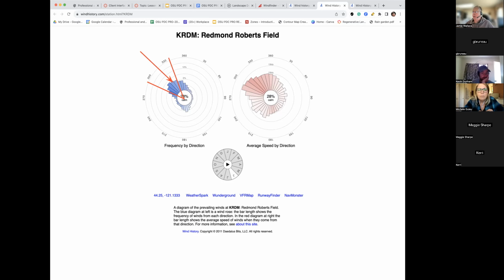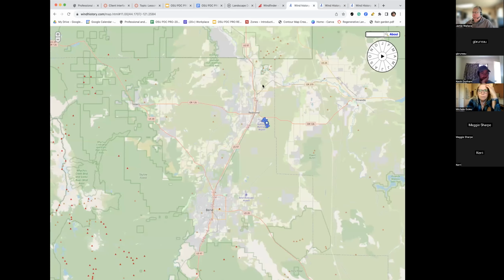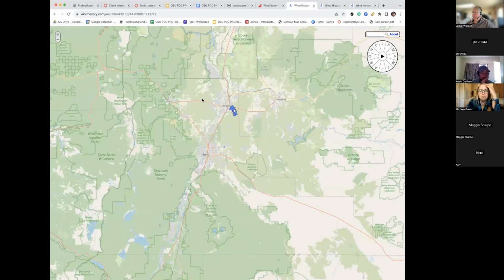So it's good data. It's just, we do have to be mindful where it is. This is a little bit away from, say, Bend, right? But, you know, close enough. And it does give us some interesting information. So I hope that helps out. I guess that was Maggie who asked about that.